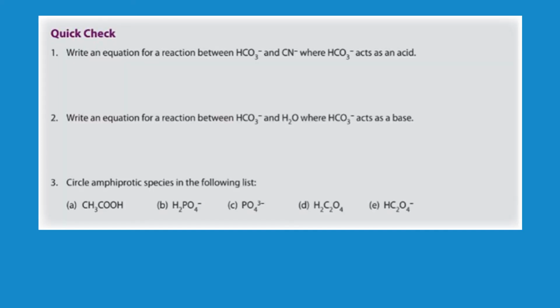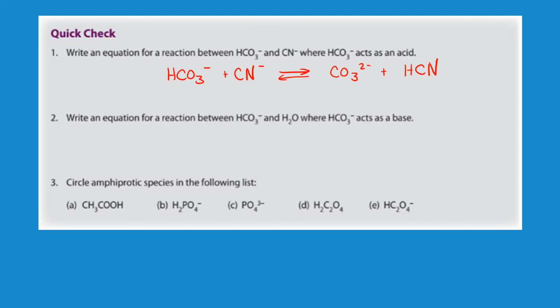Okay, finally, a last quick check just to make sure you understand what's going on here. We want to write an equation for a reaction between hydrogen carbonate and cyanide where hydrogen carbonate is acting as an acid. So with this one, if it's acting like an acid, it's going to donate. So I'm going to end up with CO3 2- and HCN. Okay, and this one is actually going to go both ways. We'll talk about why that's the case later.